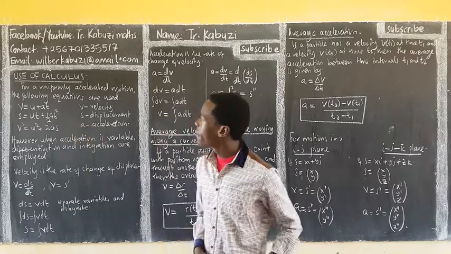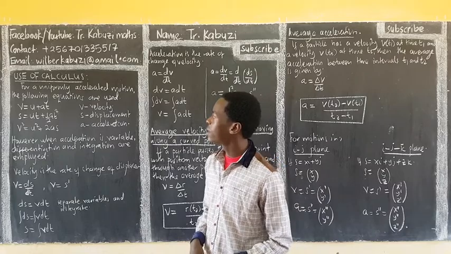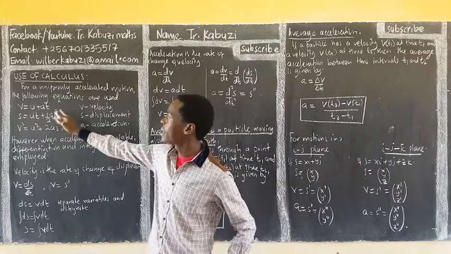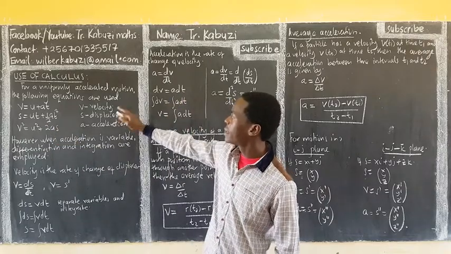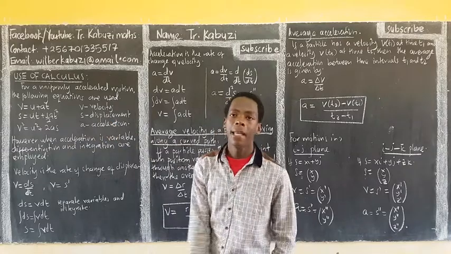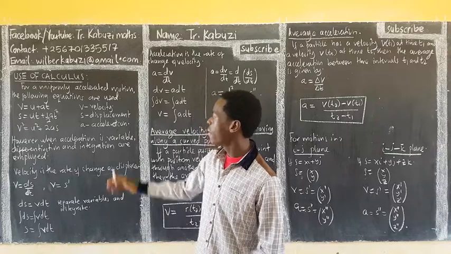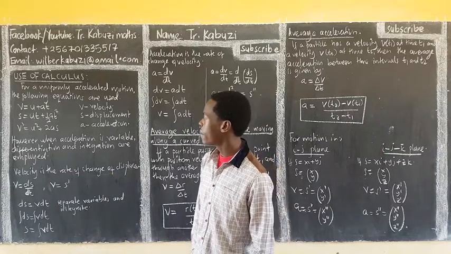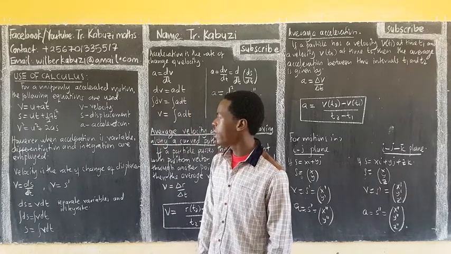For a uniformly accelerated motion, the following equations are used. This is the first equation of motion, the second, and then the third. Where v is the velocity, u is also velocity, s is displacement, and a is acceleration. Of course, t is the time. However, when acceleration is variable, differentiation and integration are employed.